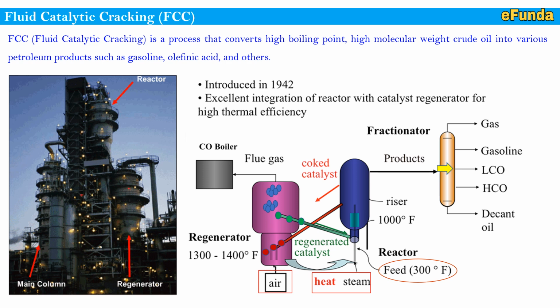The catalyst thus undergoes continuous circulation between the reactor, stripping and regenerator sections. This is how the FCC method is used for cracking of the petroleum product into the various subproducts, as we have seen just now.